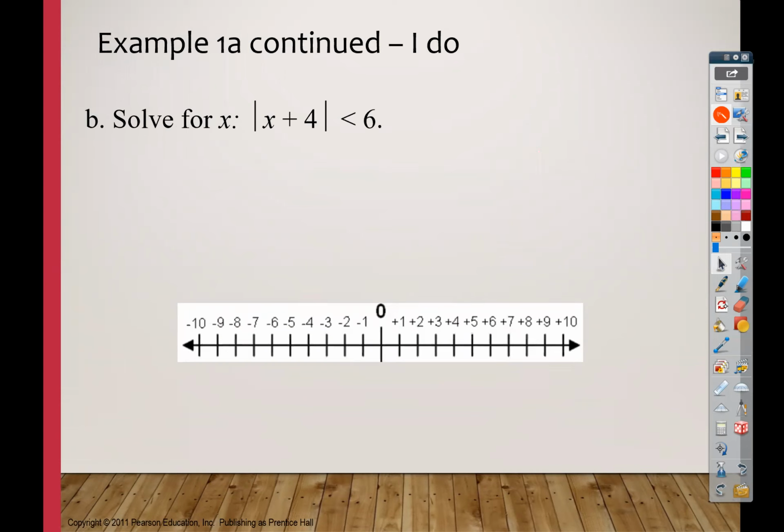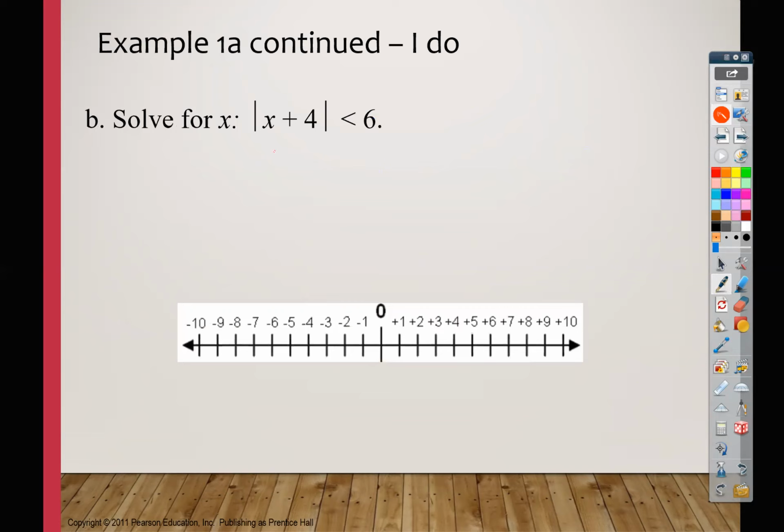All right, so for 1b, we're going to work it out. We have x plus 4 is less than 6, and then we put x plus 4 is greater than, so you flip it and change it to a -6. So that's how you set it up both ways. And then you just solve.